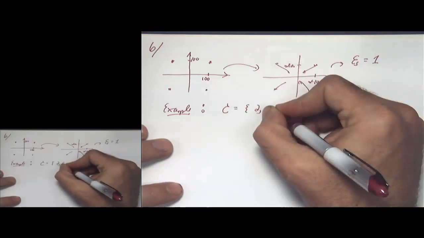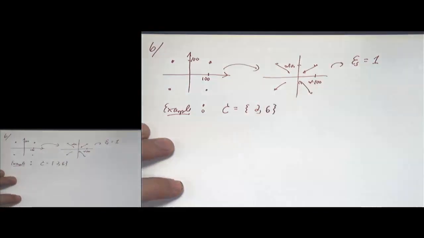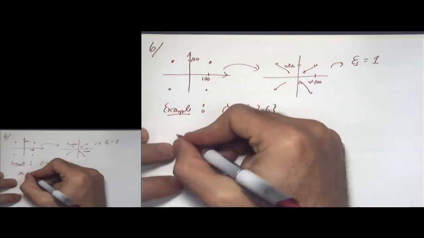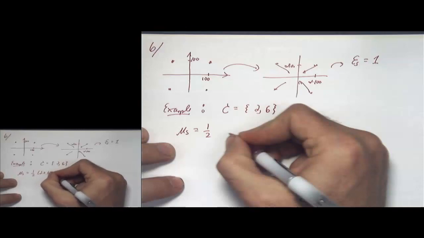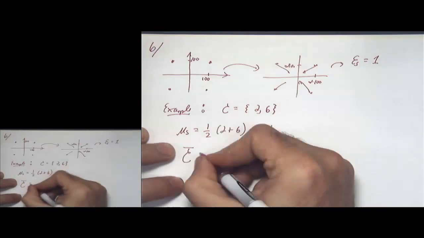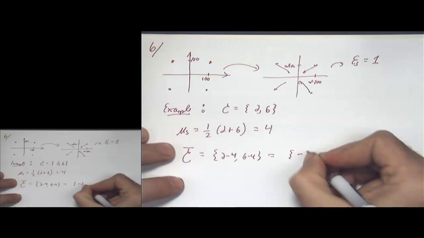All right, suppose we have a constellation here of 2 and 6. We want to find a zero mean equivalent here. We compute the mean, 1/2 of 2 plus 6, 8. It's going to be equal to 4. So we find this equivalent constellation, 2 minus 4, 6 minus 4, which is minus 2 comma 2.